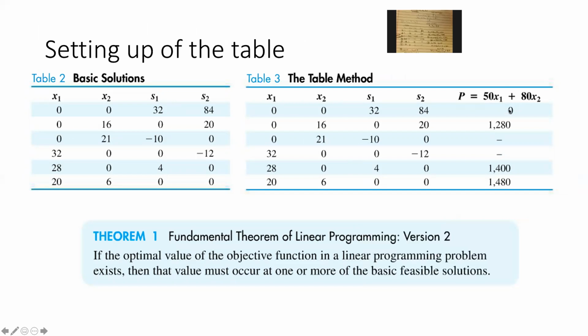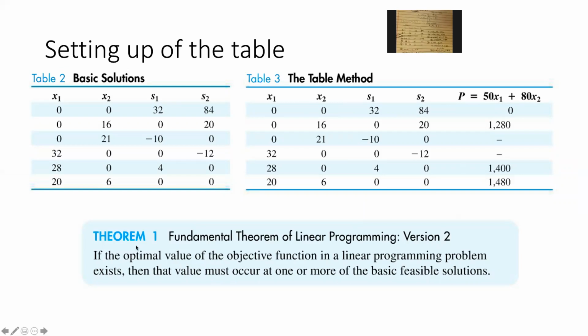And so that's why the profit's 0 here. So we just plug 0 in for x1, because that's what it equals here. And x2 equals 0, so we plugged it in here, so that's why it's 0. We get 1280, and we get 1400 for these, and 1480. Make sure you understand how to get that, right? That's the 20 goes in for the x1, so 50 times 20, right? And then plus 80 times 6, which gives us the 1480. And that should look familiar. That's what we found earlier before, okay?